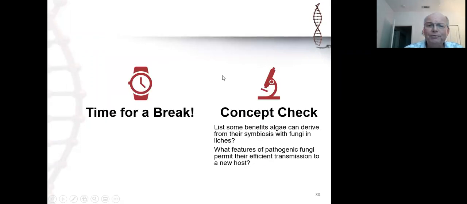Final concept check before we finish. List some of the benefits algae can derive from their symbiosis with fungi that should be lichens, not leeches. So what are the benefits? They get access to nutrients and water because of the fungi's ability to extract nutrients and water from soil. If they're colonizing virgin ground, the fungi can split rock to begin soil formation, and in the process, again, access minerals and water that the algae themselves probably couldn't.